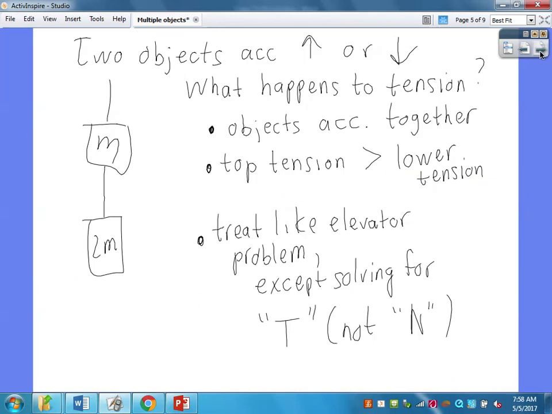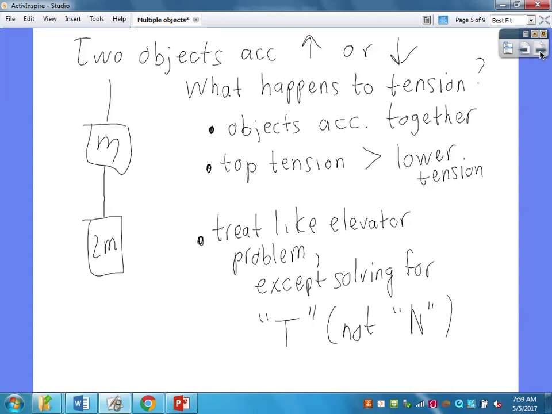All right, next situation. What if we have two objects that are accelerating up or down? What happens to the tension? All right, so this is very much like the elevator problems. Again, these objects will accelerate together. The top tension will always be greater than the lower tension because the top tension is holding the total mass. Okay, it's holding all of the masses.